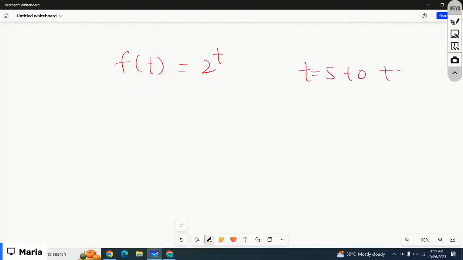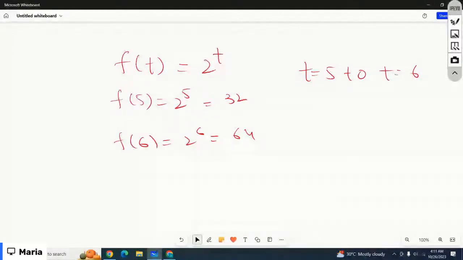Okay, let's just replace t with 5. f of 5 equals 2 exponent 5, that is 32. Now f of 6 equals 2 exponent 6, that is 64.